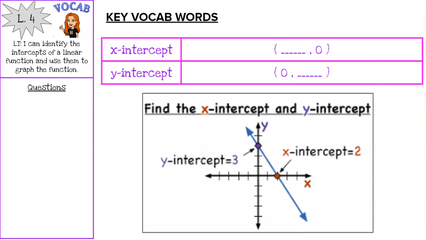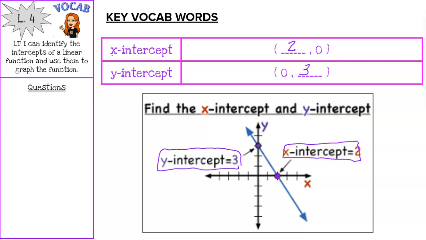Now we can also write coordinate points for these. If the x-intercept is at 2, that coordinate point on the graph is (2, 0), because we go right 2, but we don't go up or down. The y-intercept is at 3 on the y-axis, so that coordinate point is (0, 3), because we didn't go left or right, we just went up 3.